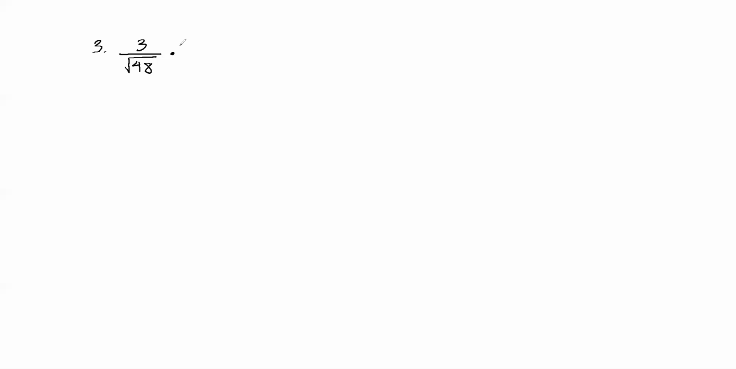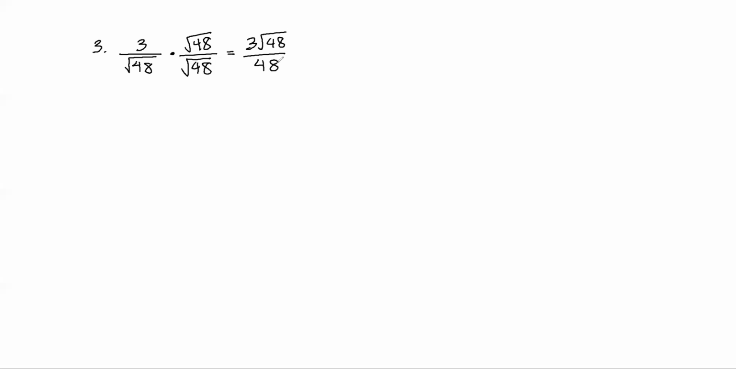So for this one, first thing we're going to do is rationalize. So we're going to multiply by the square root of 48 over the square root of 48. Multiply across the top. So 3 times the square root of 48 is just 3 square root of 48. And then what are we going to get on the bottom? Square root of 48 times square root of 48 is 48.